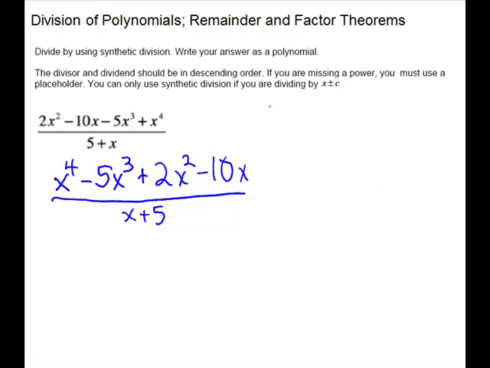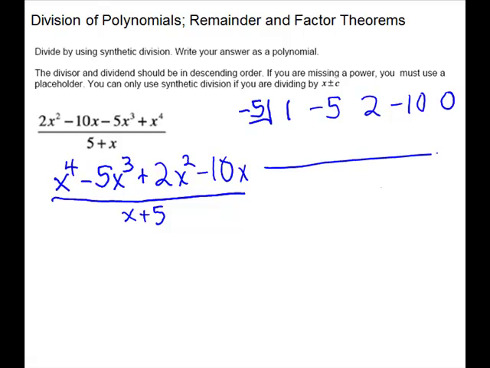So we'll write our little grid, and we're going to use a minus 5 here. Coefficients, we have 1, negative 5, 2, negative 10, and we have to put a 0 in the constant column. Bring the first one down. So 1 times negative 5 is a negative 5. Like signs, add, keep the sign, negative 10.